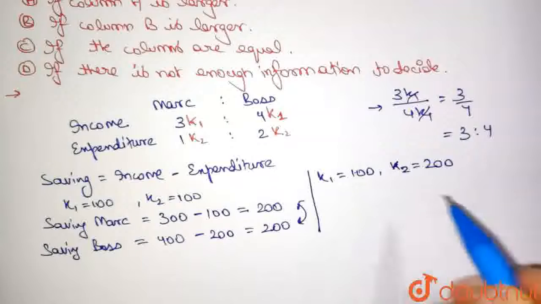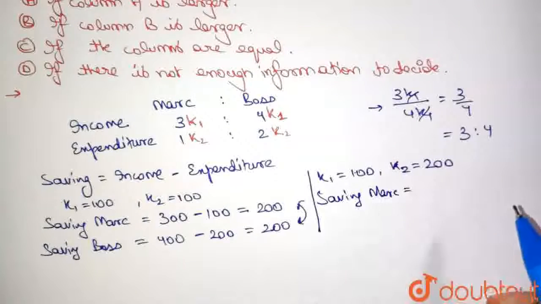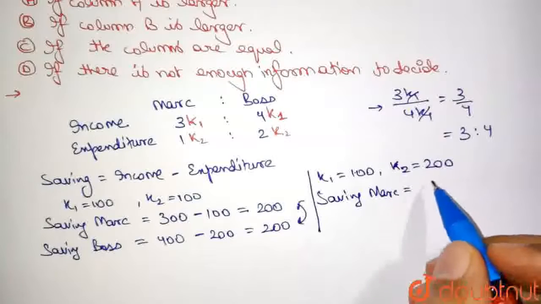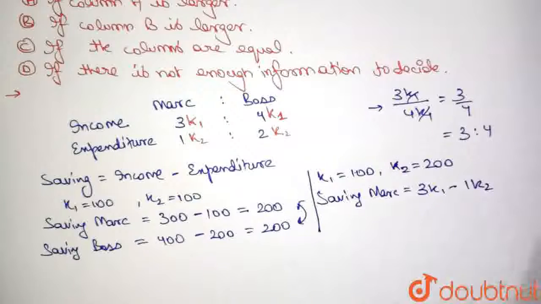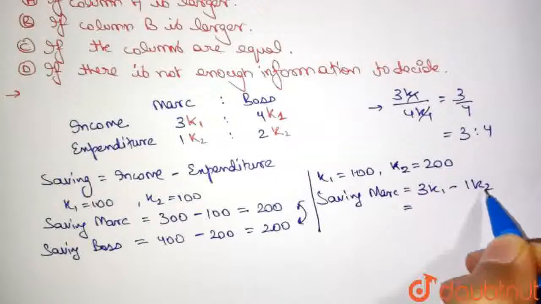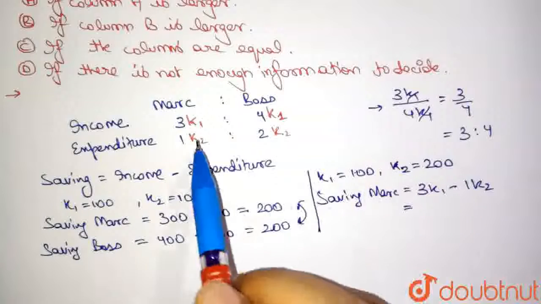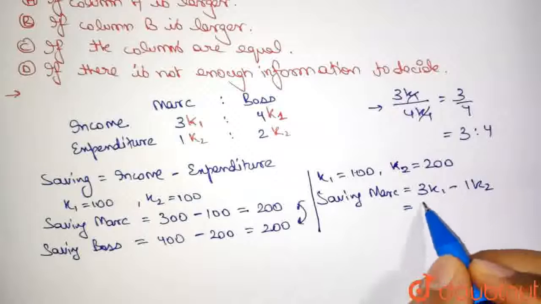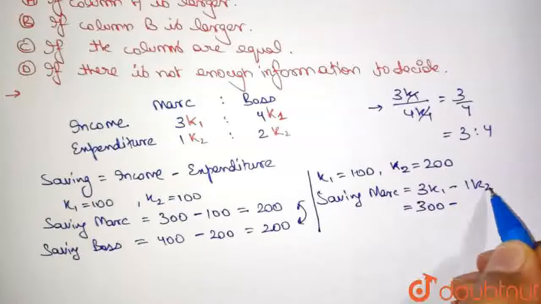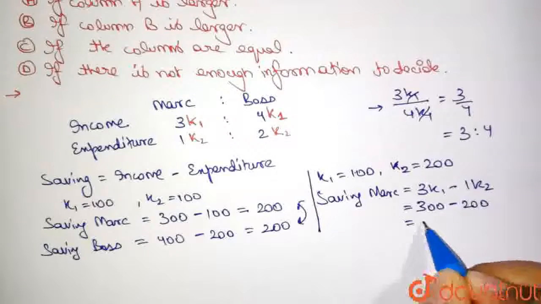Now in this case, the saving of Marc is going to be 3 times K1 minus 1 times K2, 3K1 minus K2, right? And now let us replace the values, because K1 and K2 are different. Here both were 100, so we simply replaced the value, but here we can end up making a mistake. So let us first write the formula, which is income minus expense, which is 3K1 minus 1K2, and K1 is 100, so 3 times K1 is 300 minus 1 times K2, and K2 is 200, so I can say that it is equal to 100.